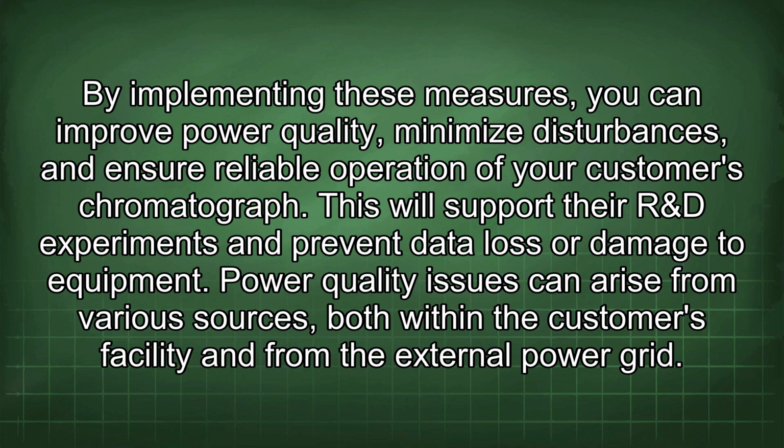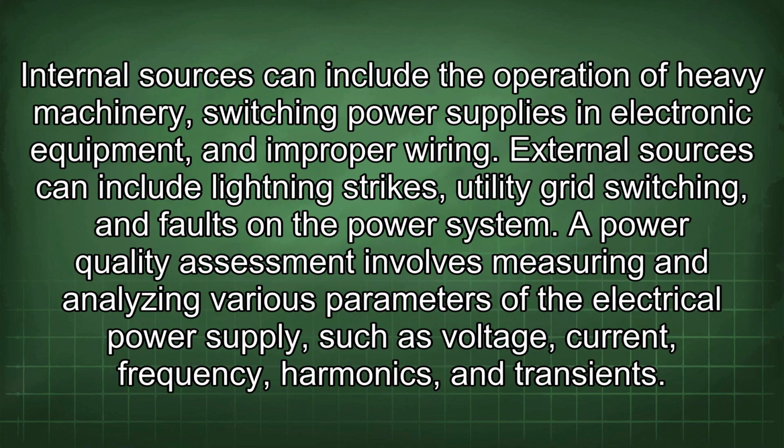Power quality issues can arise from various sources, both within the customer's facility and from the external power grid. Internal sources can include the operation of heavy machinery, switching power supplies in electronic equipment, and improper wiring. External sources can include lightning strikes, utility grid switching, and faults in the power system.